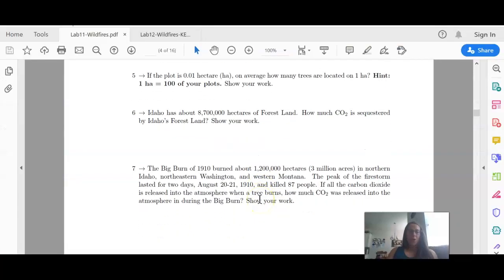Question 6. So Idaho has about 8,700,000 hectares of forest land. How much CO2 is sequestered by Idaho's forest land? Okay, so here you need to use the values that you obtained in order to calculate that. So let's go ahead and try that out, sort of.